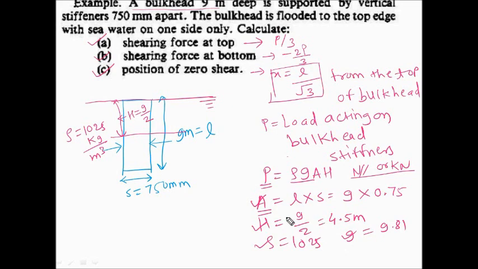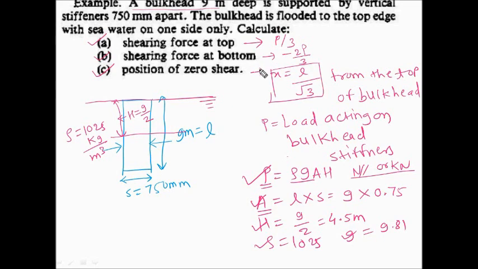That depends how you are doing the calculation, but it will be in Newton or in kilonewton. Now the question is, find out the shear force at the top. So at the top, shear force will be P by 3. Once you know the P from here, you just divide by 3, you will get the shear force at the top. Shear force at the bottom will be minus 2P by 3. So it will be double the shear force at the top.